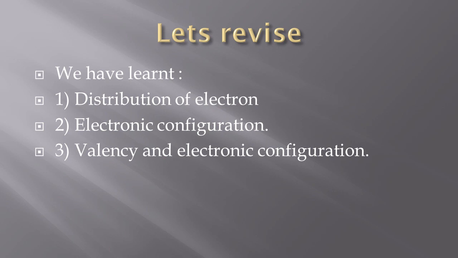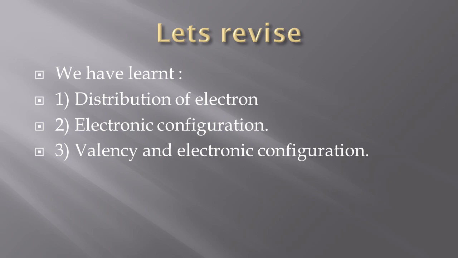In the L shell there are a total of 8 electrons. In the M shell there are 18. And in the last shell, that is the N shell, there are 32 electrons. So this is how electrons are distributed according to the capacity of the shell.